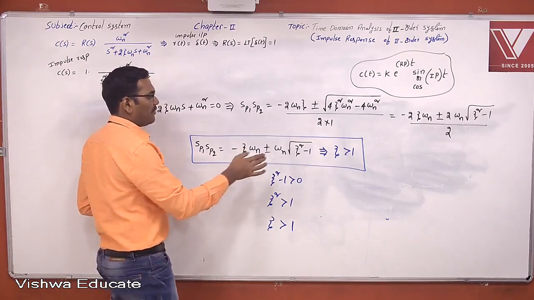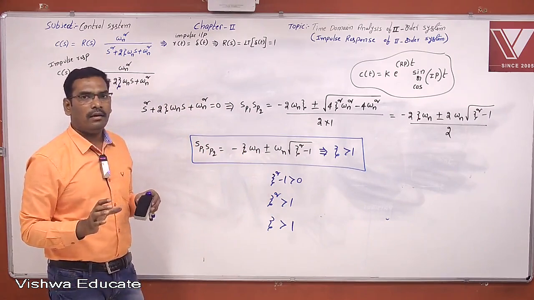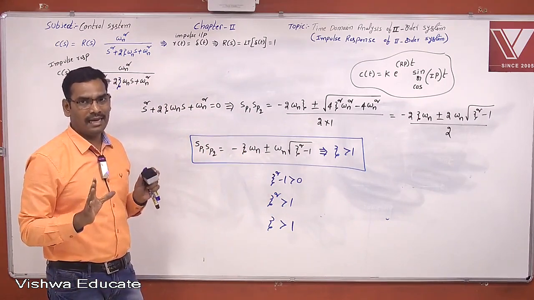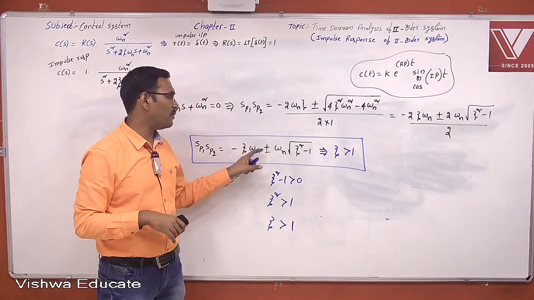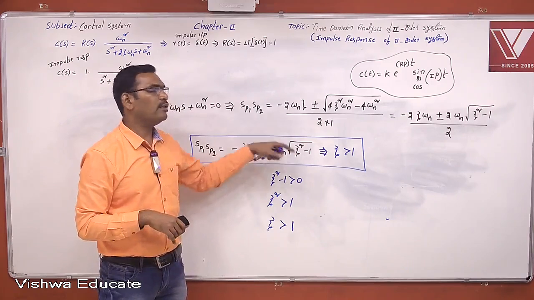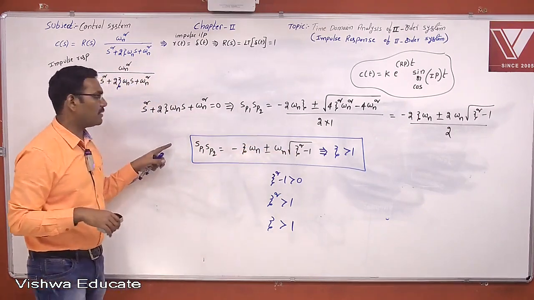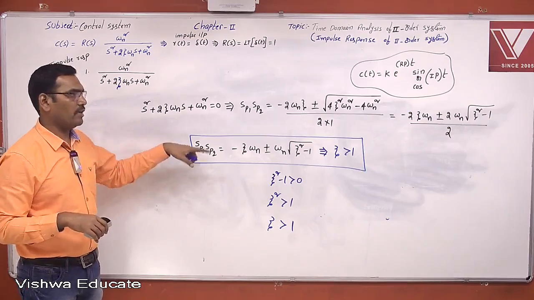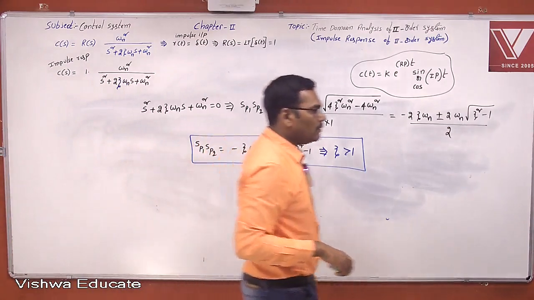So when damping factor zeta is greater than 1, poles lie on the negative real axis but are not repeated. One pole is minus zeta omega n plus omega n into the square root, and another pole is minus zeta omega n minus omega n into the square root. Now we will see case 3 as damping factor zeta greater than 1. Before that you just take the roots of this.